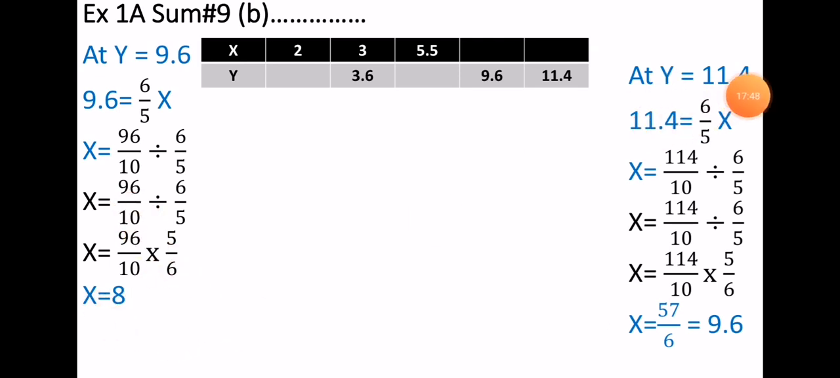So at y is equal to 11.4. 11.4 is equal to 6 by 5 into x. Substituting the value of y, 11.4. So we can write 11.4 as 114 over 10 by removing the decimal, and as 6 over 5 is being multiplied, it will be divided on the other hand side, 114 over 10 divided by 6 by 5. When we convert division into multiplication, the next value will be the reciprocal. 6 by 5 can be written as 5 by 6. Now after cutting, it will be 57 over 6, and in decimal form x is equal to 9.6.